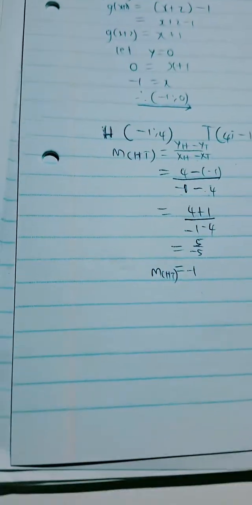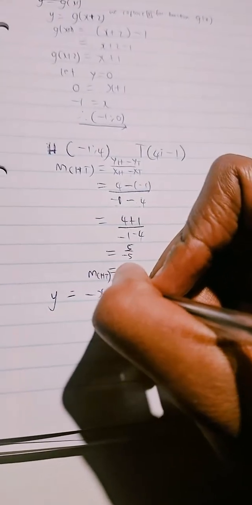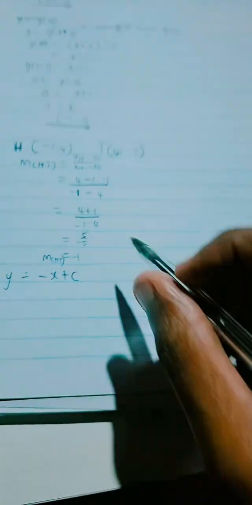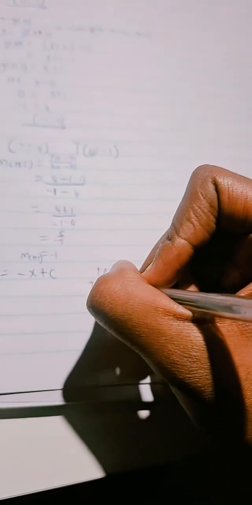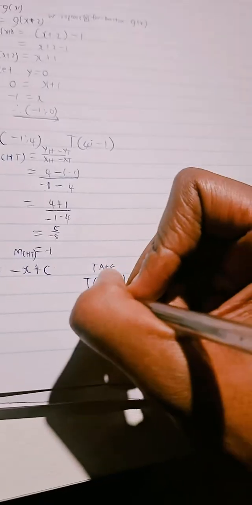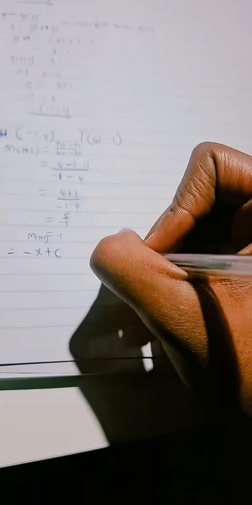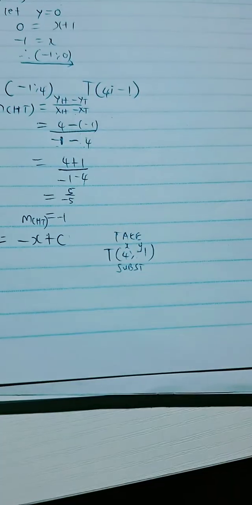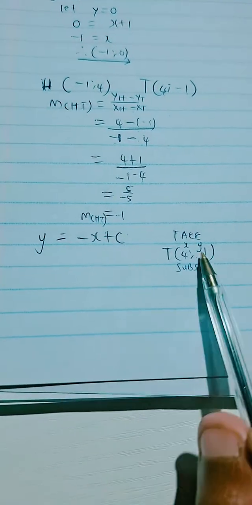So we are very close. Y is equal to negative x plus c. The only thing that's missing is the c value. So we take any point, h or t. It's up to you. Let's say I take t, (4, -1), and I'm going to substitute it in the function. So my x is 4, my y is negative 1. You can use any, it doesn't matter. All right, you will get the c value.